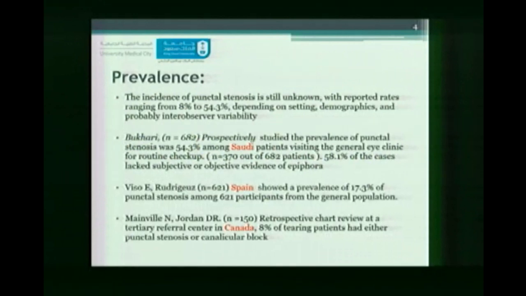Another large study from Spain discovered that 17% of the general population have punctal stenosis. Another retrospective chart review was done in Canada, with around 150 patients, but this was a tertiary referral hospital, and they found that 8% of patients complaining of tearing had punctal stenosis.